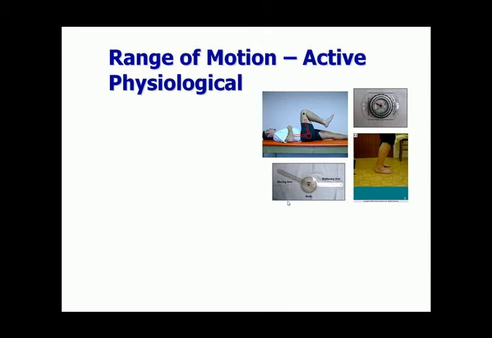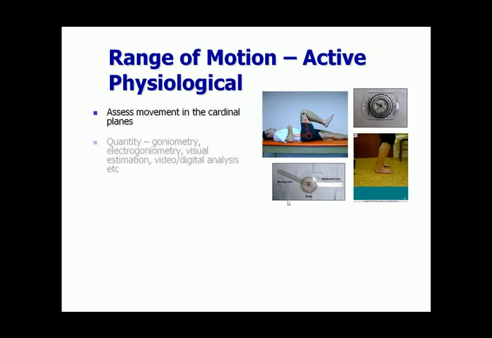The second part of the objective assessment is the range of motion. The range of motion at a joint can be determined through either active physiological, passive physiological, or accessory joint range of motion. First of all, let us look at the active physiological. This assesses movement in the cardinal planes.